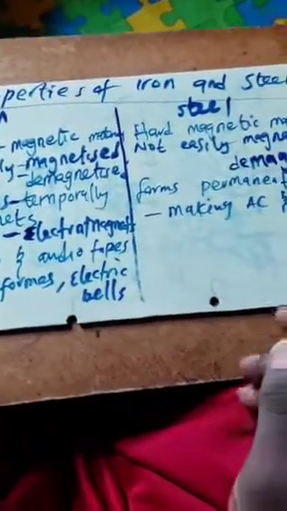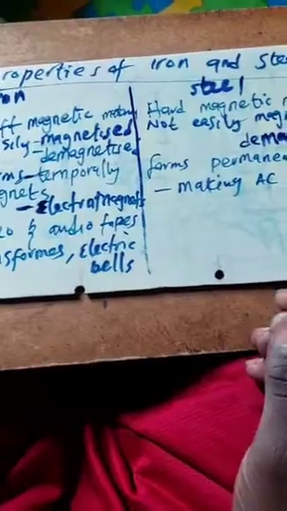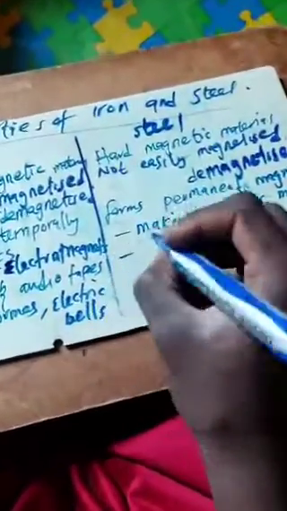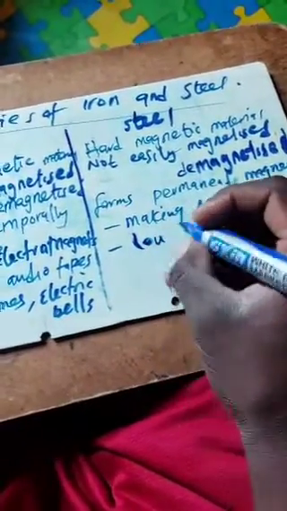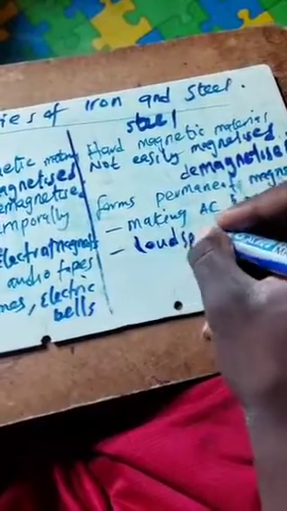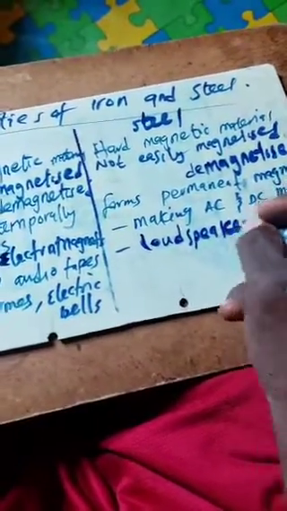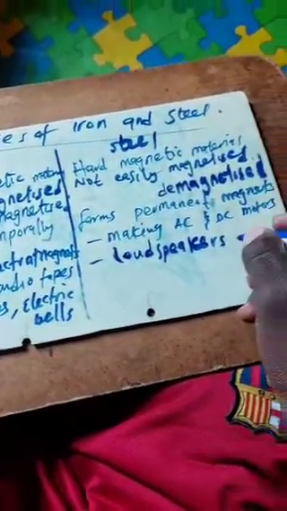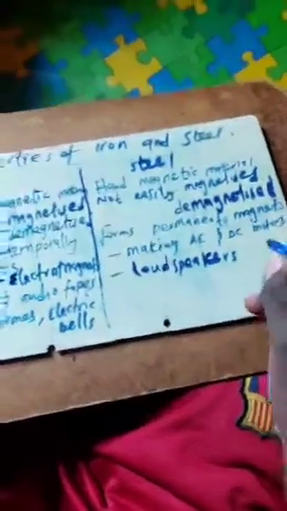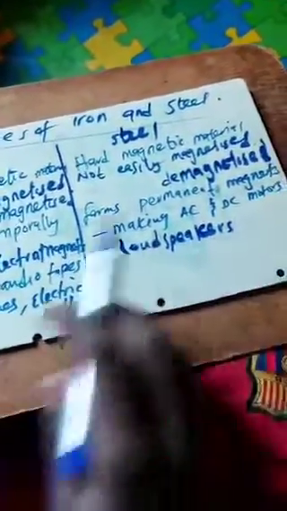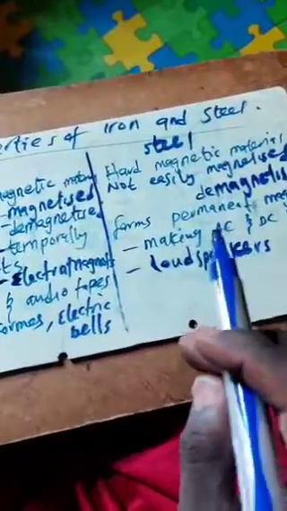Steel is used in those AC and DC motors. Steel is also used in loudspeakers. Loudspeakers, they have magnets inside them. Those magnets are made using steel. So these are the different uses. This is how you differentiate these two as magnetic materials.